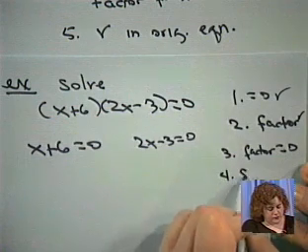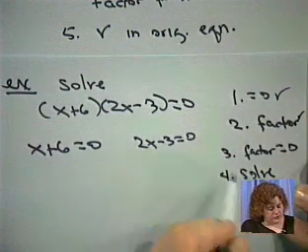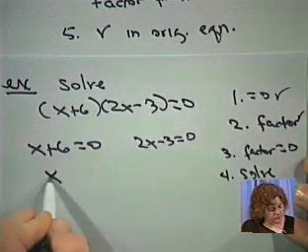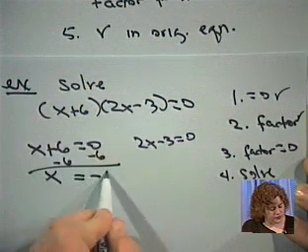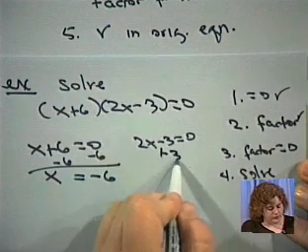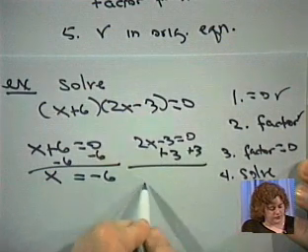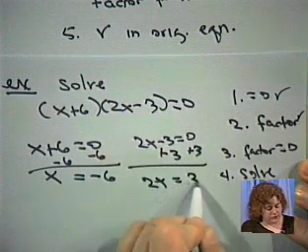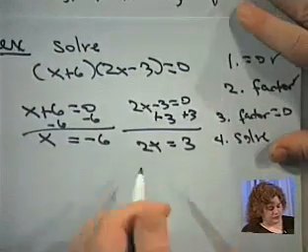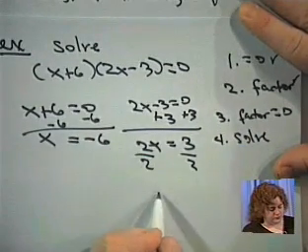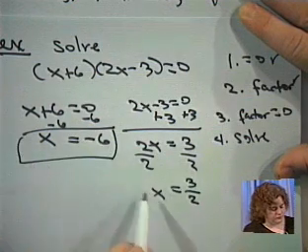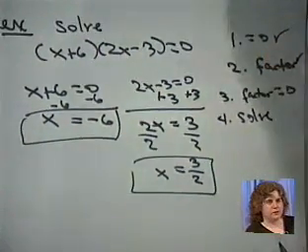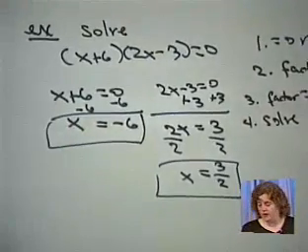Now we need to solve each of these little equations. Subtracting 6 from each side, x is going to equal negative 6, or on this one we add 3, and 2x is equal to positive 3, and then you divide by 2, x is equal to 3/2. Those are the answers. Either of those values of x will work. They're both solutions.